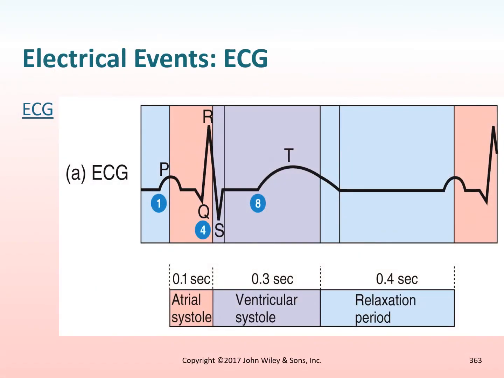These are the electrical events. One more time. Atrial systole happens right after the P wave. Ventricular systole happens right after the QRS. And of course, the T wave represents the electrical activity going back to normal, and that's about the time that the ventricle is passively refilling up.